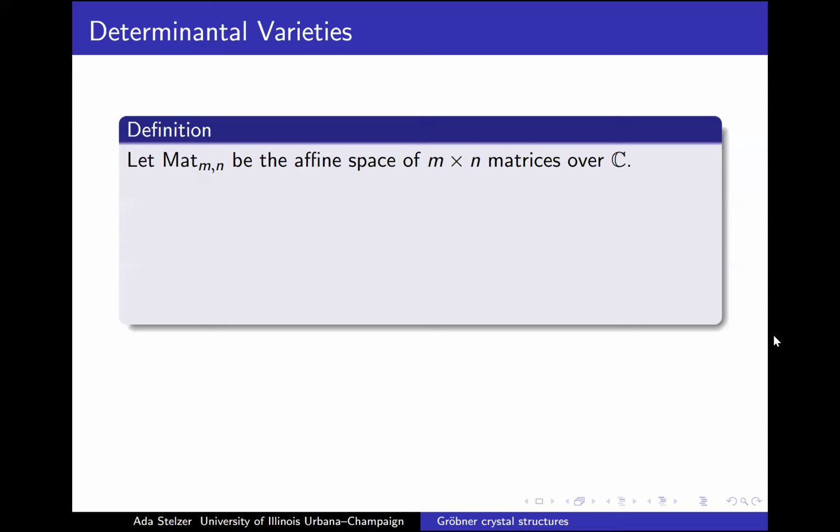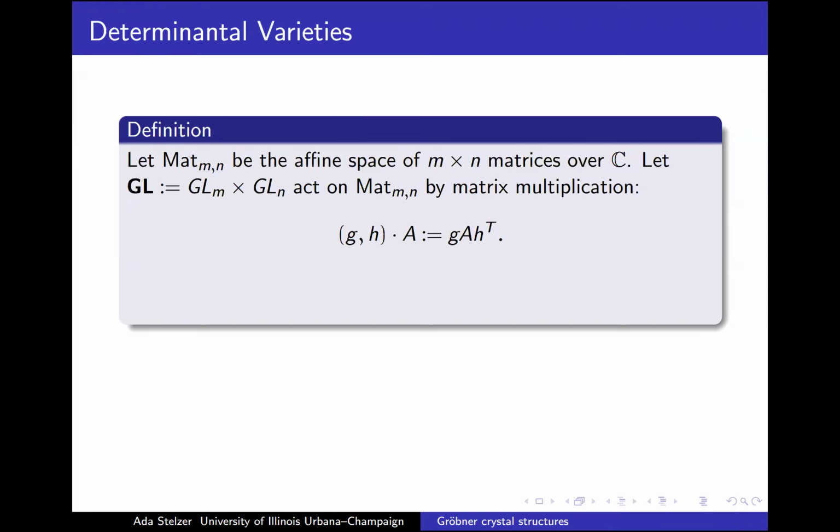Today, I'd like to talk about the determinantal varieties as a motivating example. These are varieties that live in the affine space of m by n complex valued matrices. And the nice thing about this particular affine space is that it comes to us with an implied group action on it. The group that I'm going to call boldface GL is a product of general linear groups GL_m and GL_n, and it acts on the space of matrices by matrix multiplication.